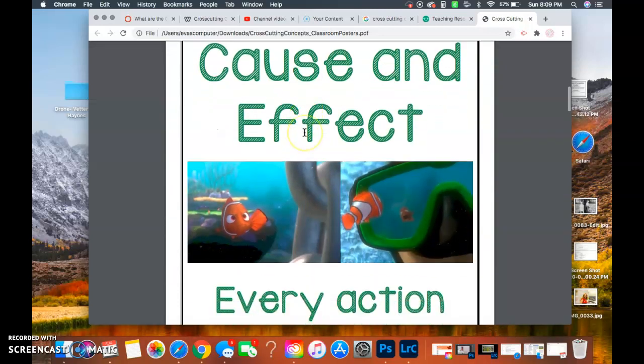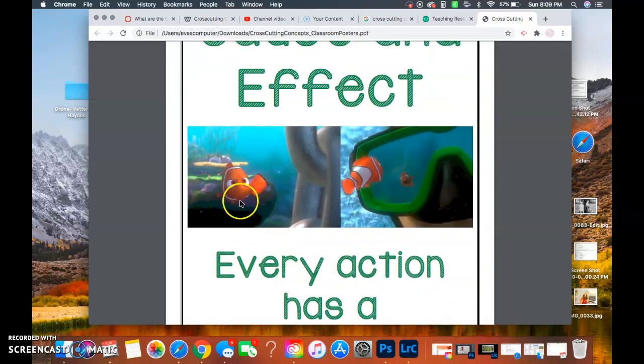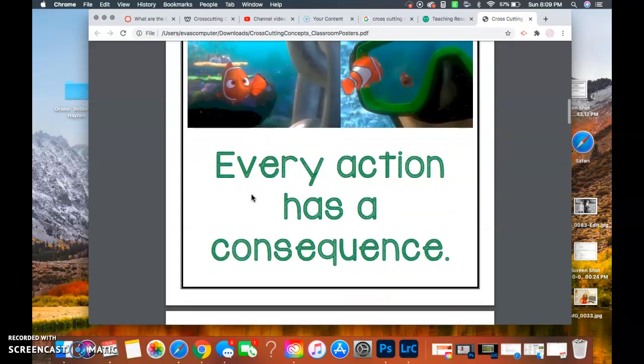Cause and effect: every action has a consequence. Nemo right here is kind of mad and he looks into the goggles and he gets scared. So that's a cause and effect. Every action has a consequence.